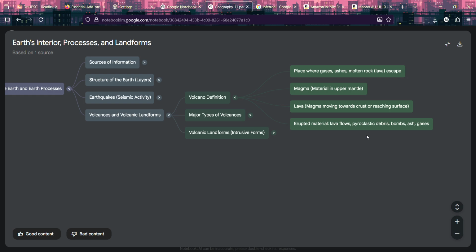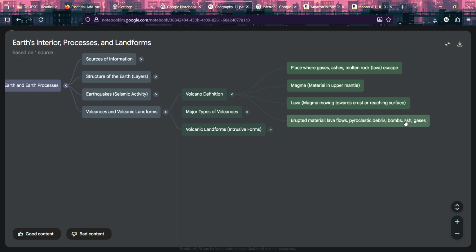pyroclastic debris, where pyro means fire, such as debris, bombs, ash and gases. Gases like sulfur, a little amount of argon, and hydrogen maybe. I have marked it.